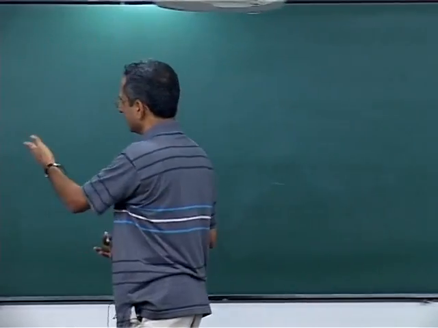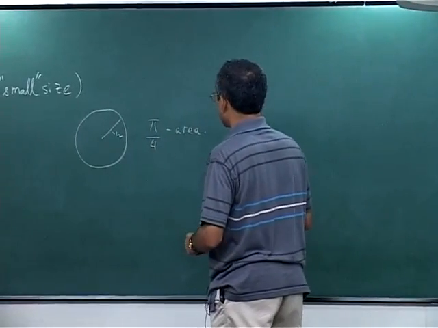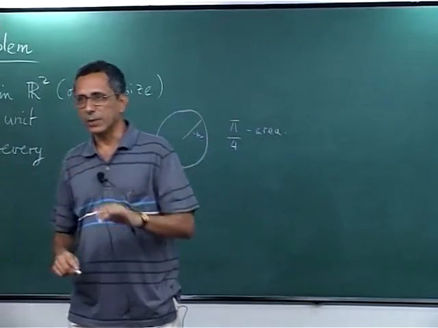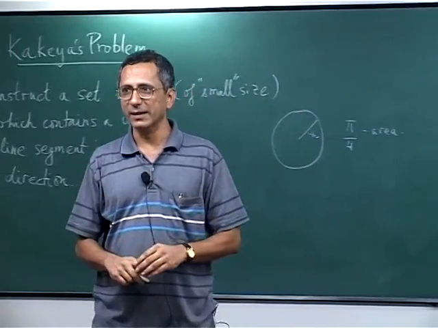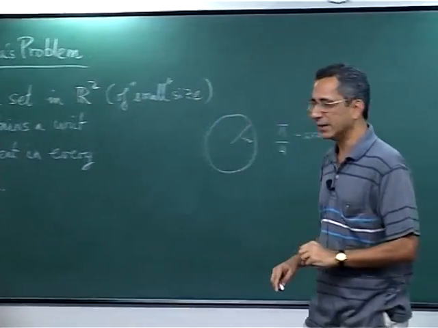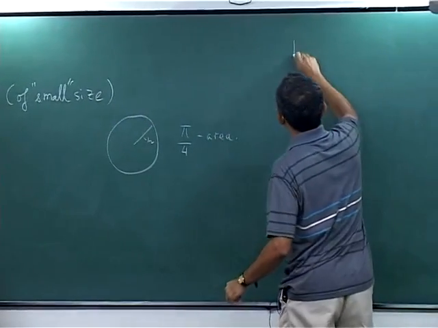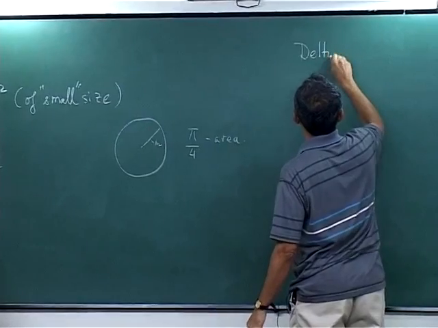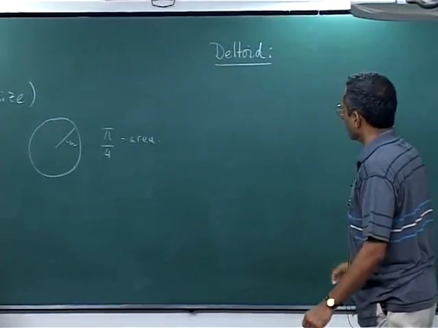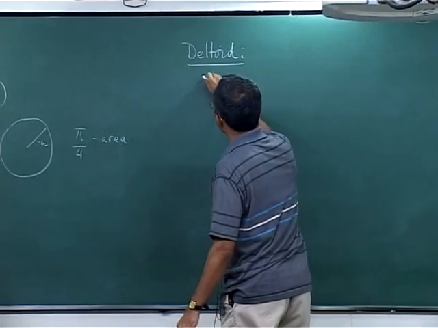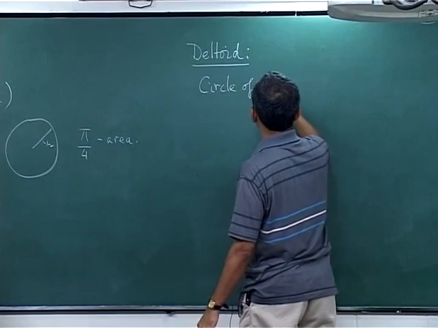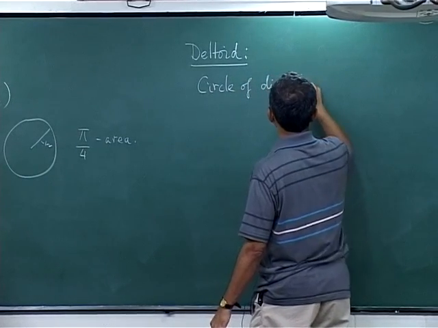Okay, sometime after this obvious construction, if you look up Kakeya problem in Wikipedia, you'll see a very nice little animation in one corner, which is the so-called deltoid construction. So what is a deltoid? You take a circle of diameter 3 by 2.